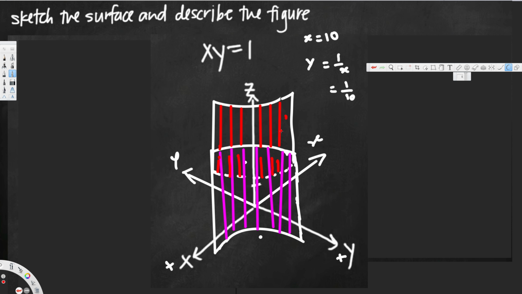That's how we sketch quadric surfaces for these kinds of equations.